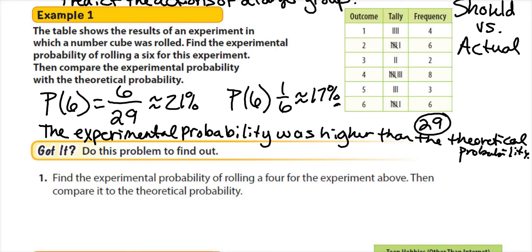Okay, go ahead and try the guided question by yourself. And let's take a look. So it says, find the experimental probability of rolling a 4 for the experiment above, then compare it to the theoretical. So experimental-wise, a 4 occurred 8 times out of 29. Okay, that's not going to reduce. So let's go ahead and find the percent on that then. So that's 8 over 29, which is about 28%.